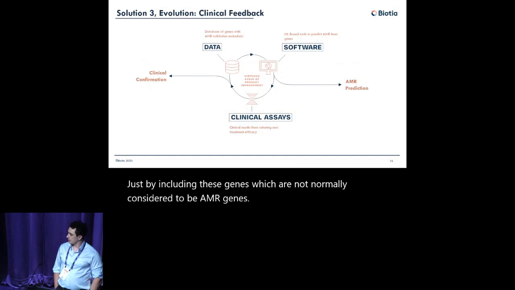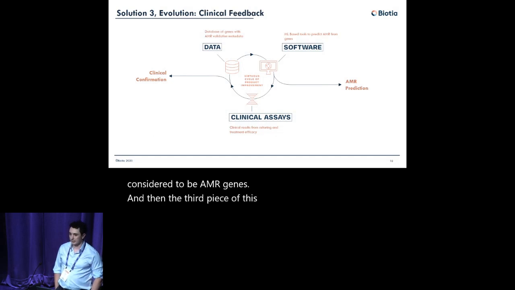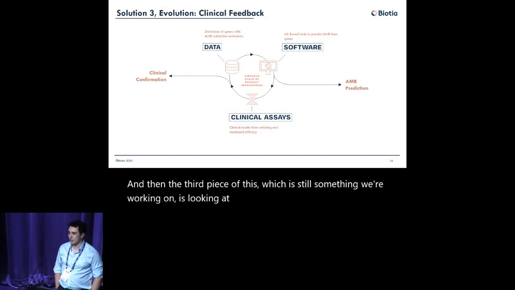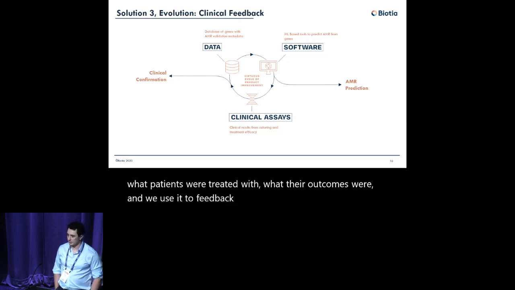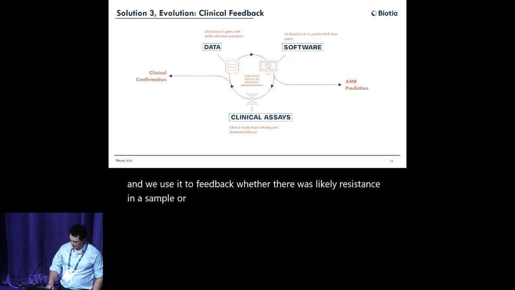And then the third piece of this, which is still something we're working on, is looking at how genes evolve. We have built out all our tools to receive feedback from clinicians. So we look at what patients were treated with, what their outcomes were, and we use this as feedback on whether there was likely resistance in a sample or not, and are building this into an ongoing database.